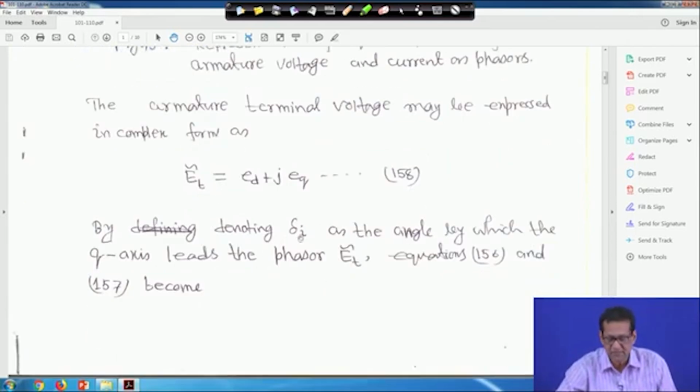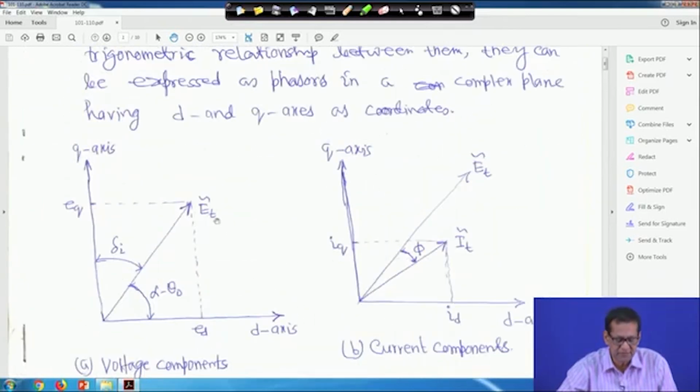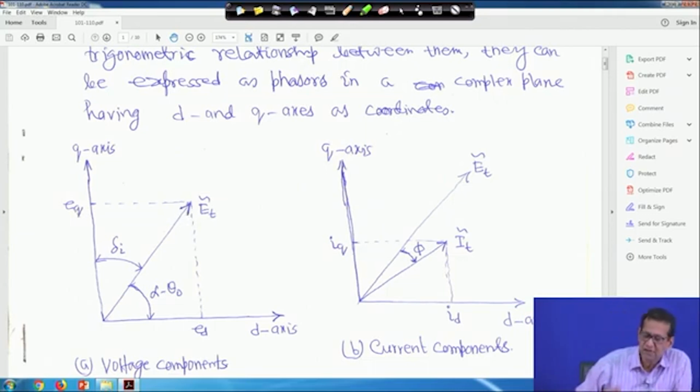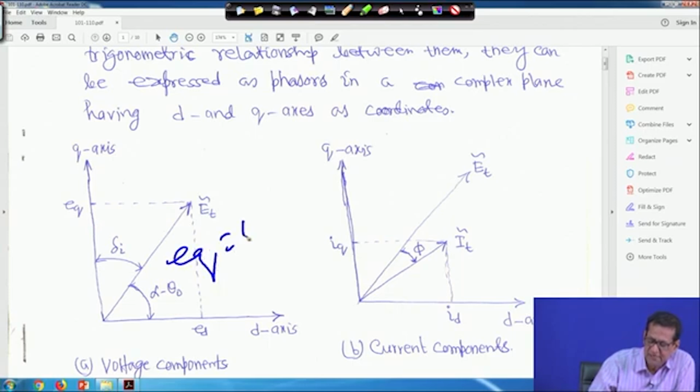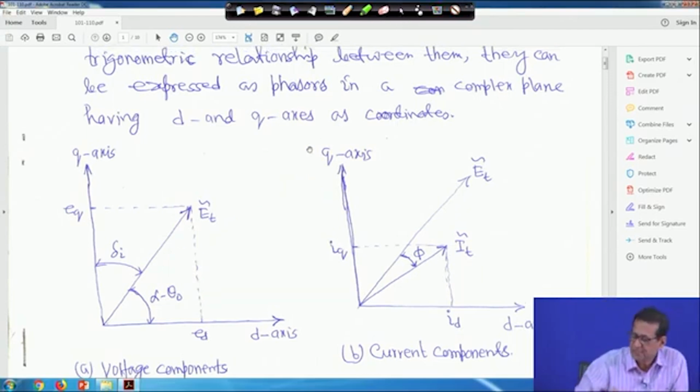Now, by denoting delta I as the angle by which the q axis leads the phasor ET, equations 156 and 157 become ED is equal to ET sin delta I and EQ is equal to ET cos delta I. If you look into this, EQ will be equal to ET cos delta I, and similarly ED will be equal to ET sin delta I. So, that is what we are writing here.